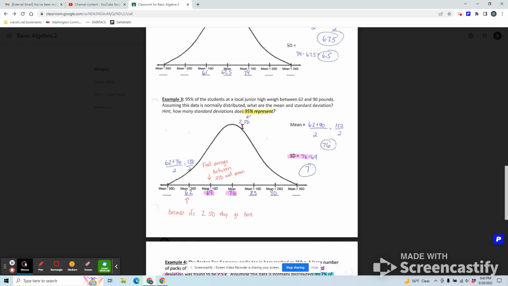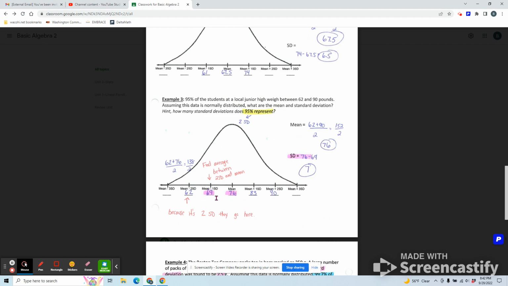Since 95% is 2 standard deviations, the 62 and the 90 go at the 2 standard deviations. But I still want you to find the standard deviation. We didn't find that yet. Okay, we found the mean, and then we found where the mean minus 2 standard deviations is and where the mean plus 2 standard deviations is.